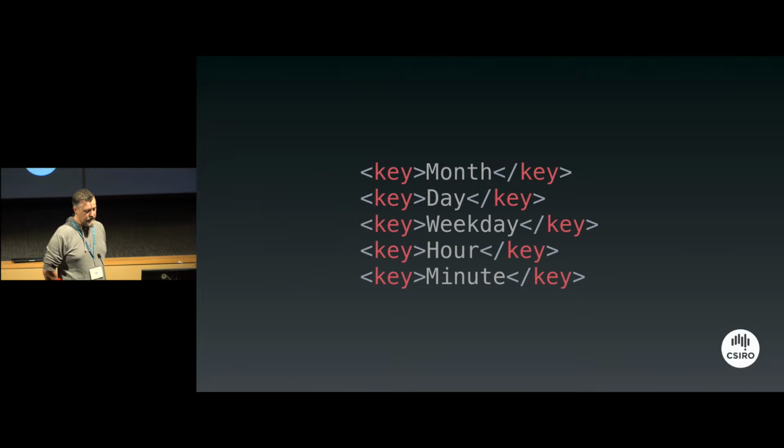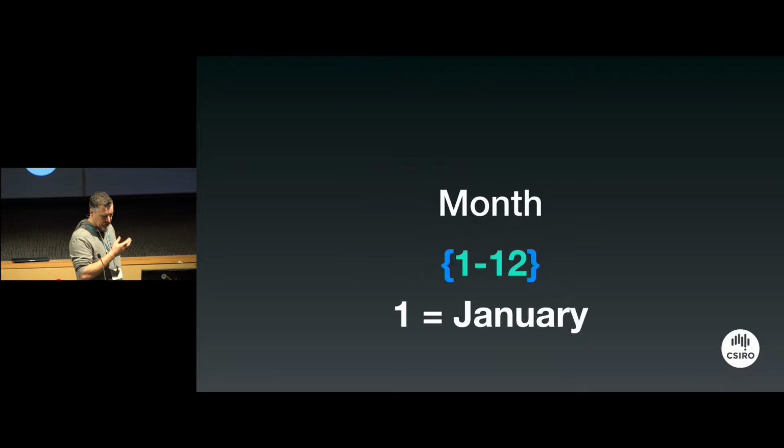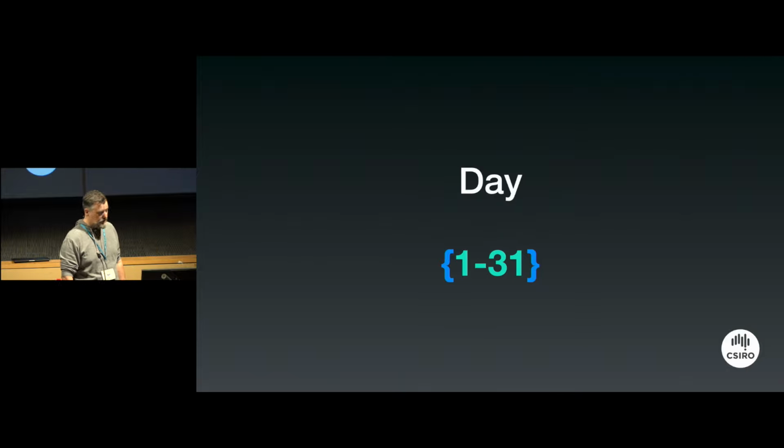LaunchD will happily comply. For a calendar interval, we can use month, day, weekday, hour, and minute. Months are obviously 1 to 12, the first being January. Day is 1 to 31. I think that's fairly self-explanatory.